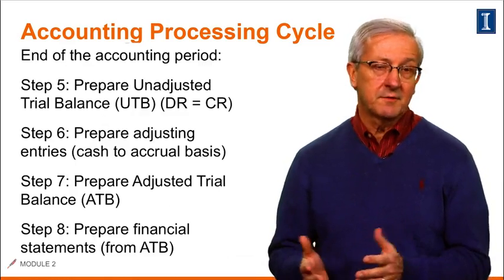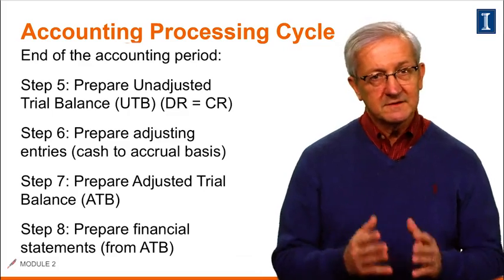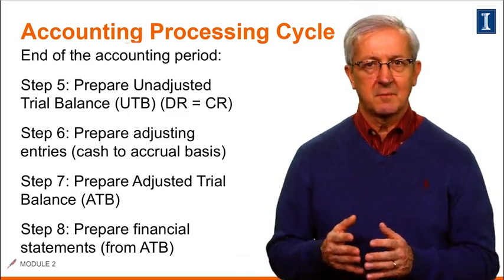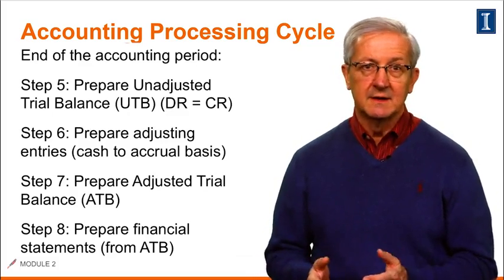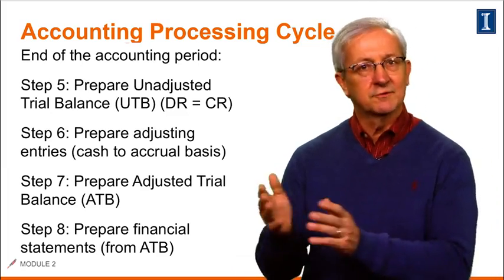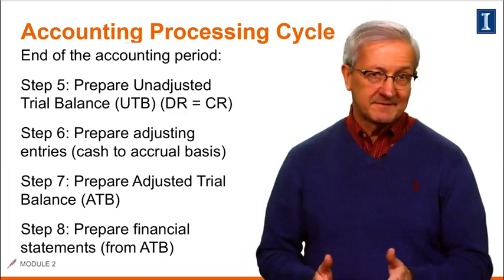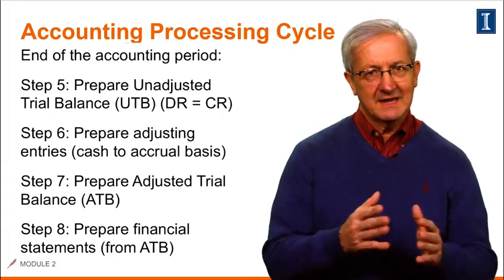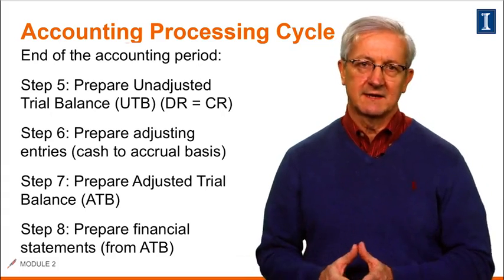Let's also continue discussing this accounting processing cycle. We have steps 5 through 8 listed here. These are at the end of the accounting period, and the first step is prepare an unadjusted trial balance, which is called UTB. This is a proof that your debits equal your credits. Left side equals the right side. Step 6 is to prepare our adjusting entries. We'll spend some time on this today, moving from the cash basis to the accrual basis of accounting.